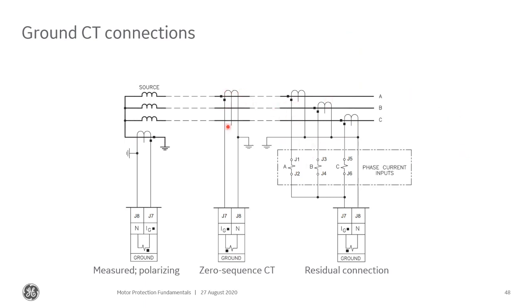Like I said, with the zero sequence CT, you don't have the issue of having to worry about CT performance. In this situation, if these CTs have a little different performance, it's going to affect that derived neutral current, and so it has to be set a little higher to compensate for those errors.